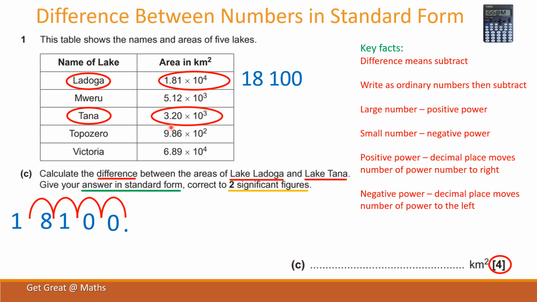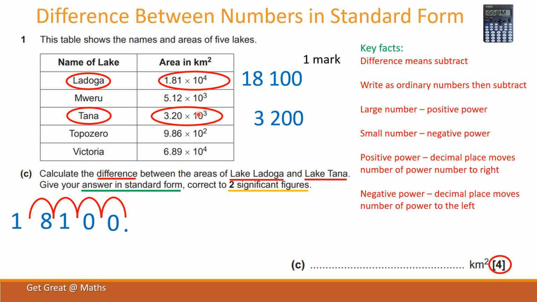I could do the same for the second lake that is required. So I've got 3.2 times 10 to the power of 3. The decimal point is going to move between the 3 and the 2, and it's going to go 1, 2, 3 places to the right. There is one gap where there is nothing, so we put a 0 in there, and you will get 1 mark for writing both of these numbers as ordinary numbers.